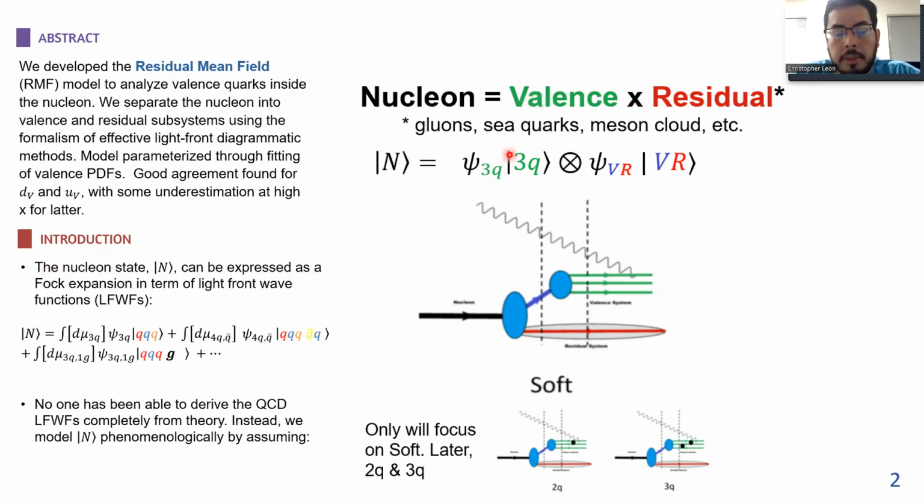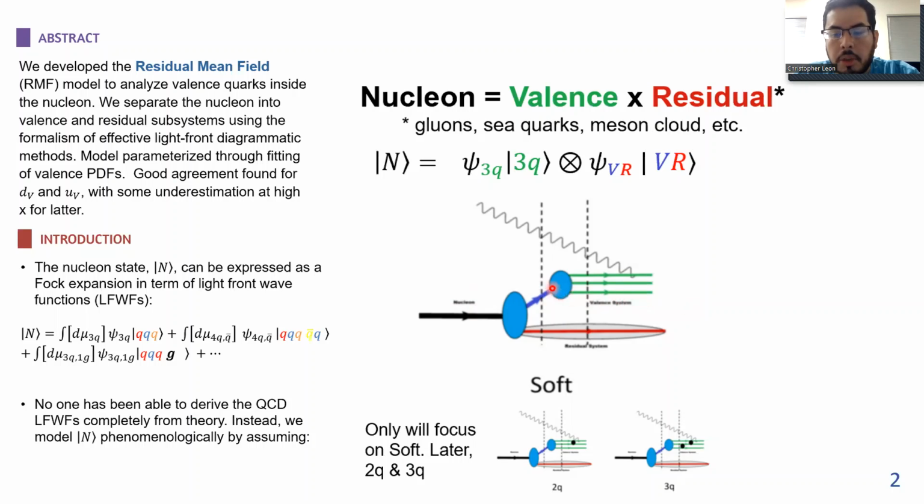So the valence system consists of 3 valence quarks, and we use the fact that even though quark number is not conserved, flavor is, so we treat these quarks as bound fermions of fixed number. The residual consists of everything else, the gluons, the sea quarks, the meson clouds, etc. So in this model, the nucleon comes in, decays into a valence residual system, and the valence system decays into 3 valence quarks.